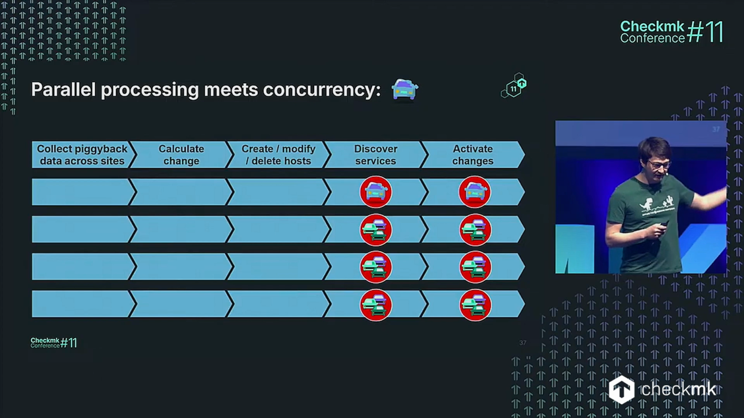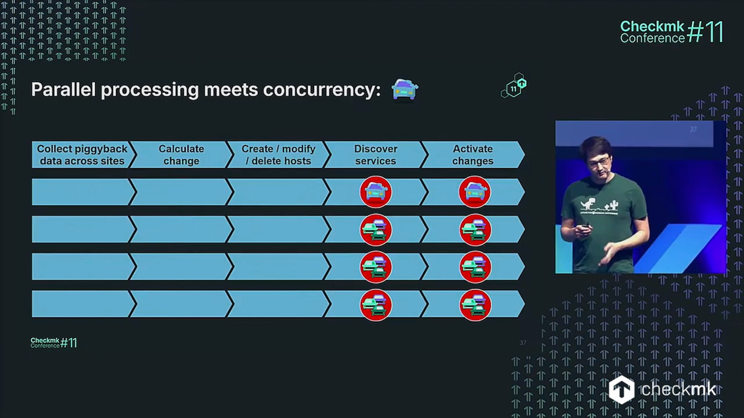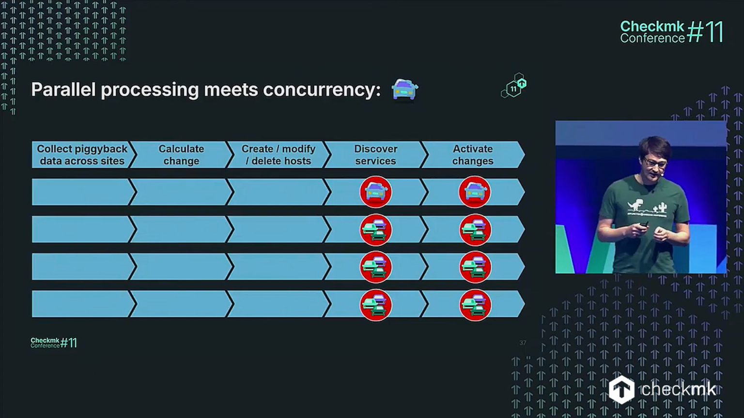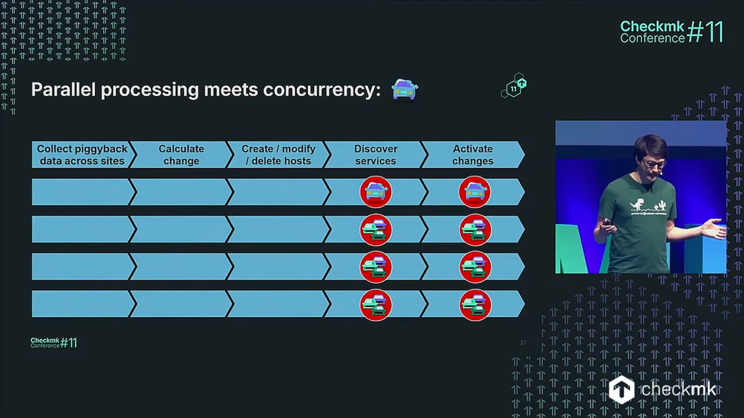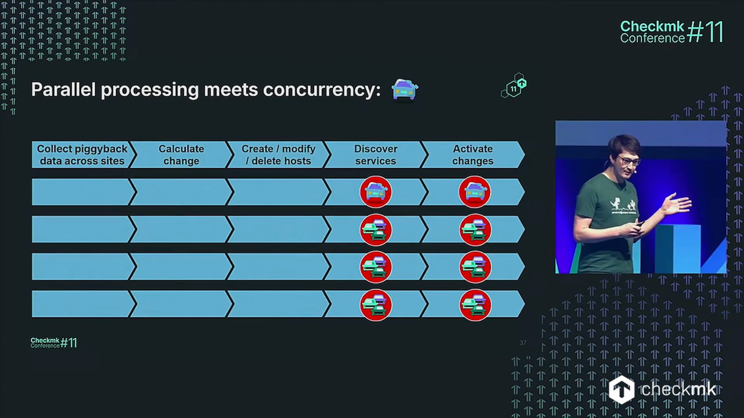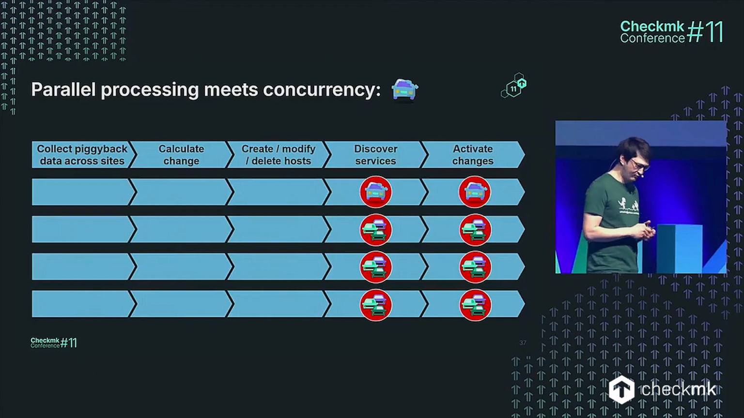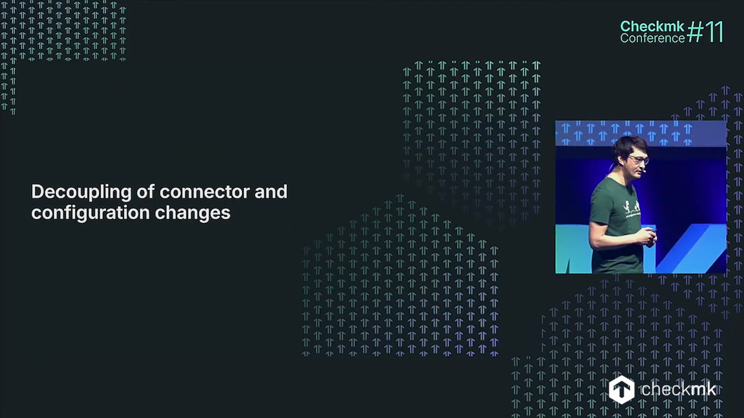So all the 5 things, the connectors, run in parallel, but at some point we have these things inside Checkmk which can only run once at a time, like a bulk service discovery, and also activate changes as a global action. And so you will basically at some point run into a crash or into a traffic jam. And what's the solution to that? It's quite simple. We just decouple the connectors from the configuration changes.